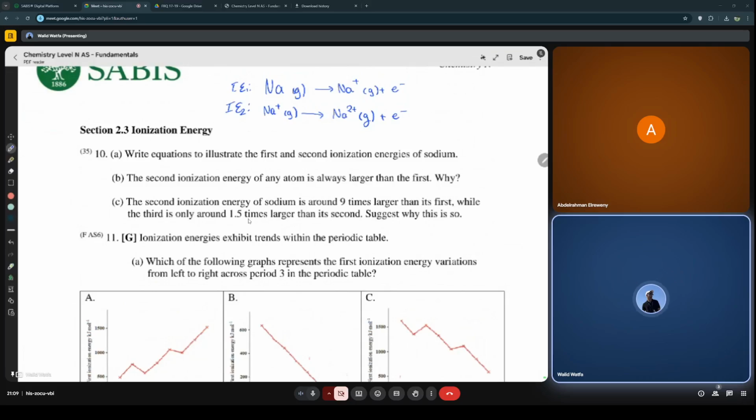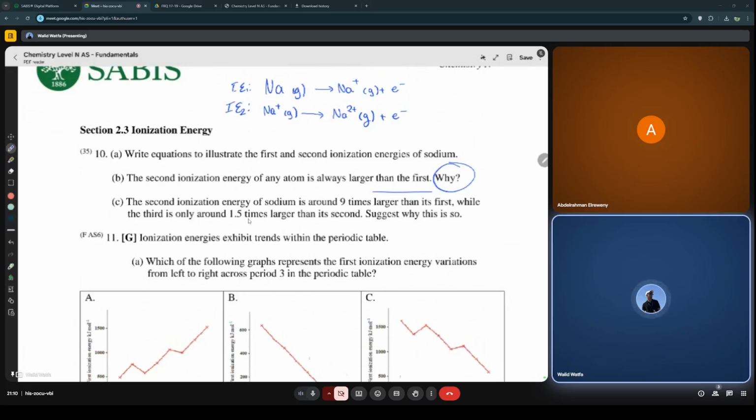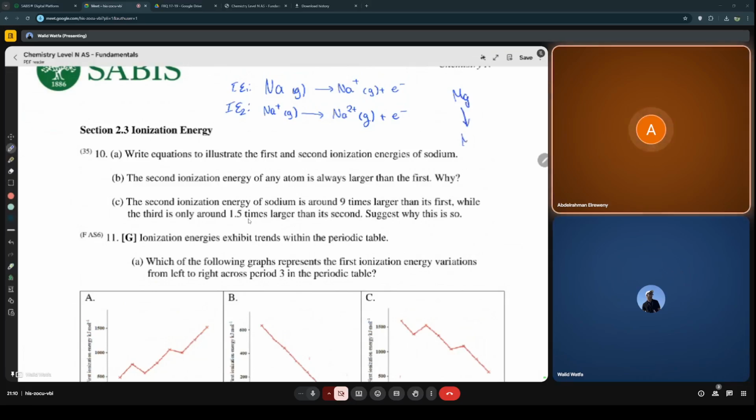Okay, part B. The second ionization energy of an atom is always larger than the first. Why? What do you think? It will be like an extra jump. No, don't say this. Let's imagine what's going on. Mg2 plus, right? It starts as what? Mg, then Mg plus, and then Mg2 plus.